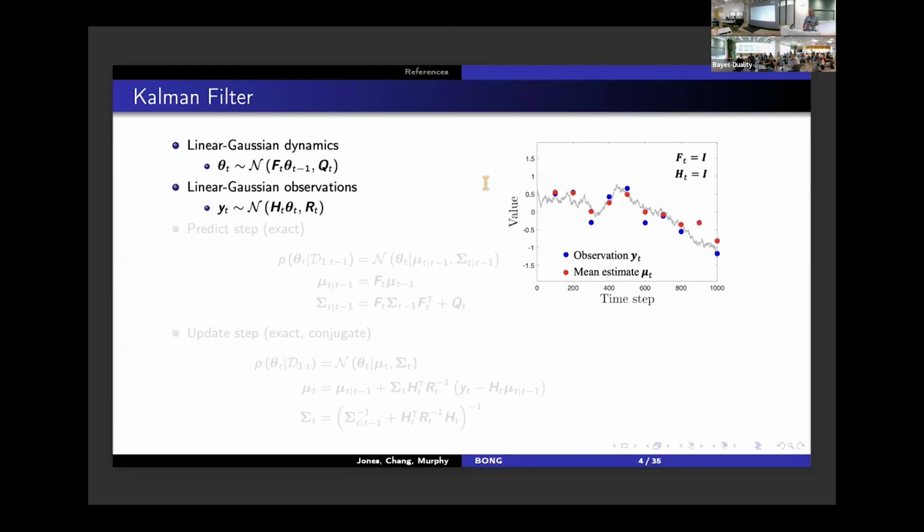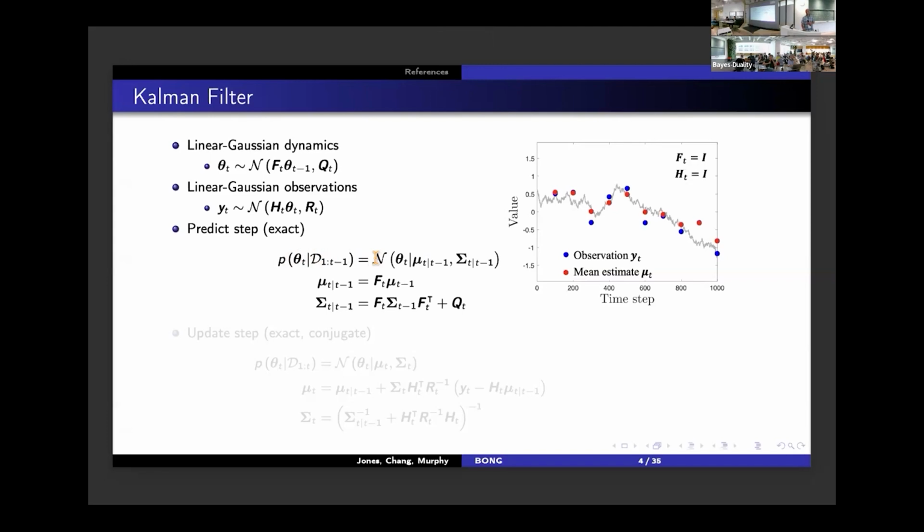In this case, the cartoon here is that there's some latent state that's evolving over time according to some random walk. You have a series of observations, and then you have your posterior mean estimates after each observation. The predict and update steps can be computed in closed form in this case. Everything's going to be Gaussian. Your belief state is always Gaussian.